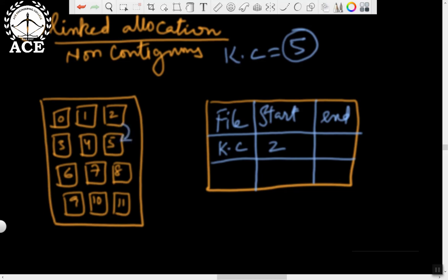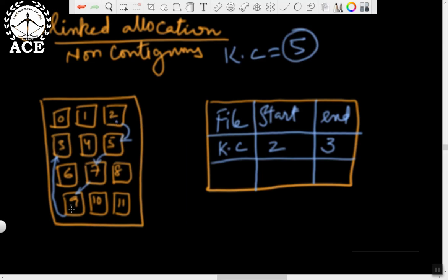So it is going to create a linked list. 5 will point to the next, 7. 7 will point to the next, 9. So that is 1, 2, 3, 4 blocks. Next will point to maybe 3. So a real linked list is created among the blocks. What is the last block? Block number 3. So starting block is 2, ending block is 3.